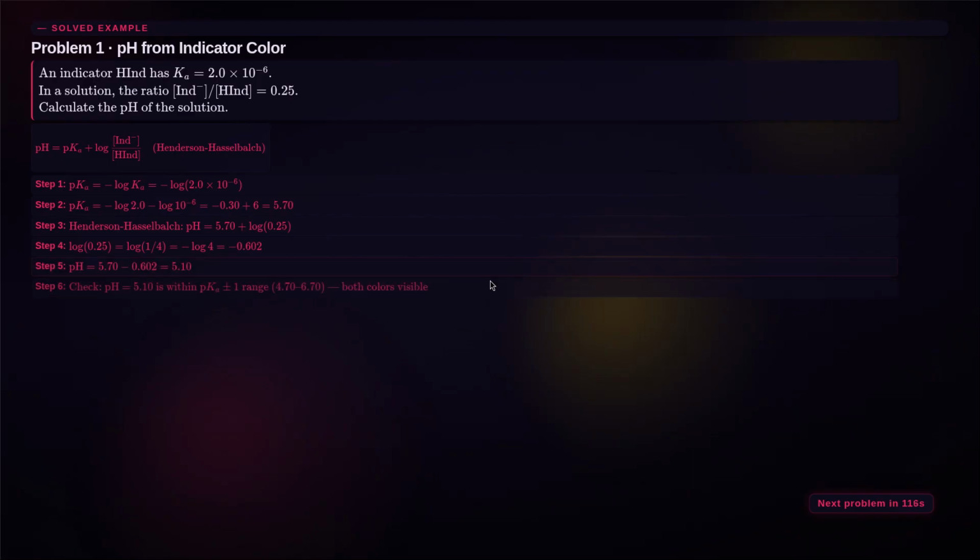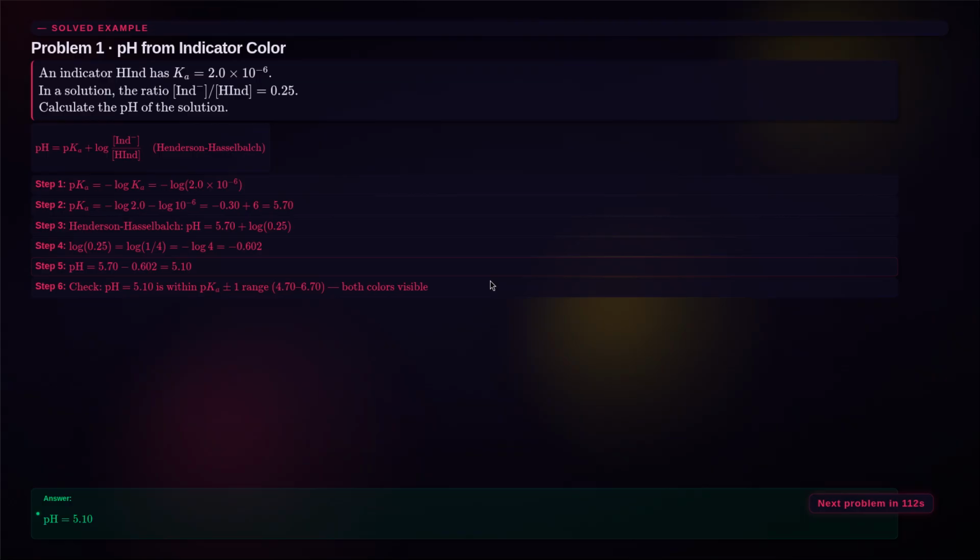Problem 1. pH from indicator color. An indicator HInd has Ka equals 2.0 times 10 to the negative 6. In a solution, the ratio of Ind minus to HInd is 0.25. Calculate the pH of the solution.